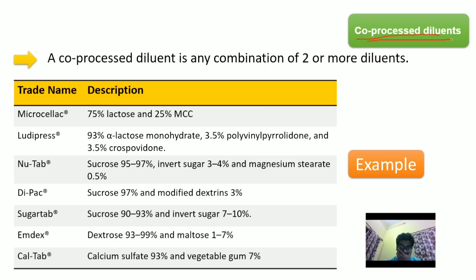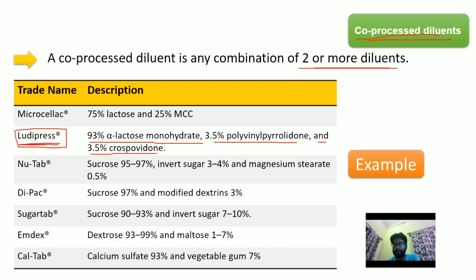Then coming to the next portion, what is a co-processed diluent? A co-processed diluent means a diluent which is made up of two or more other diluents. See, the names of these diluents are very important, because questions may often come from this section. The trade name Ludipress is composed of 93% alpha lactose monohydrate, 3.5% polyvinyl pyrrolidone, and 3.5% crospovidone.